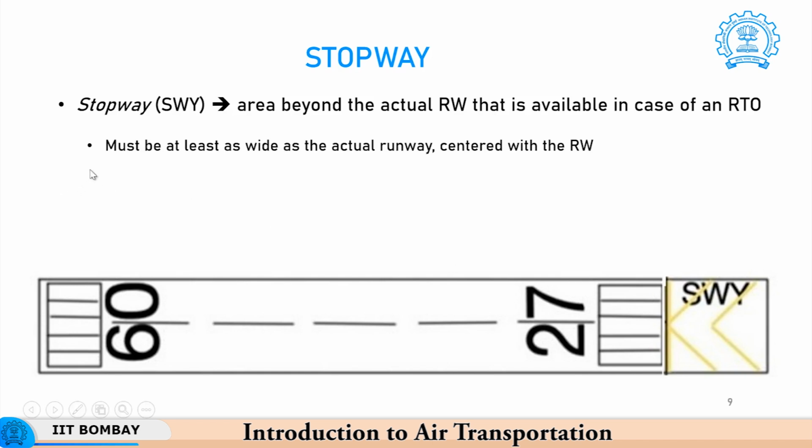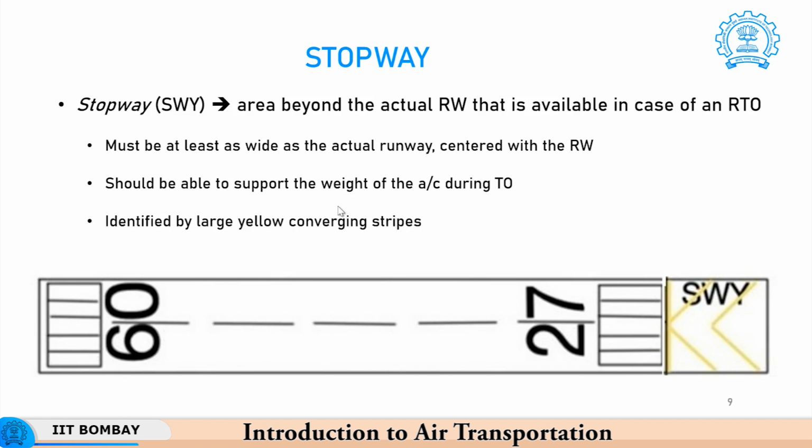So, it has to be at least as wide as the actual runway and it should be centered to the runway center line. In this case, the width of the stopway is equal to the width of the runway, but it can also be more, it cannot be less. And also a stopway is expected to be able to support the aircraft weight during takeoff, and normally it is identified in the maps by large yellow covering stripes.